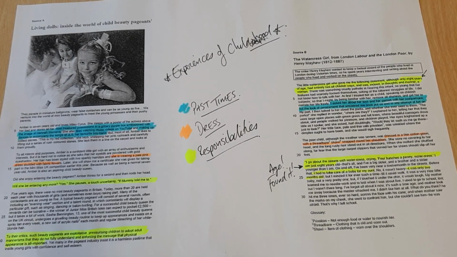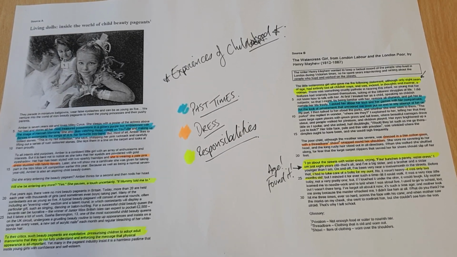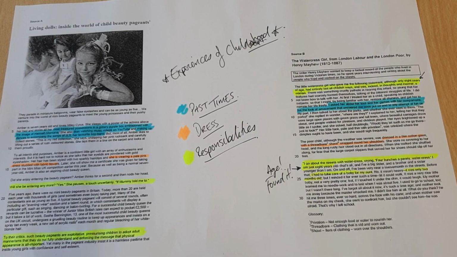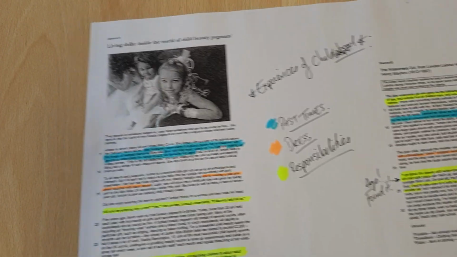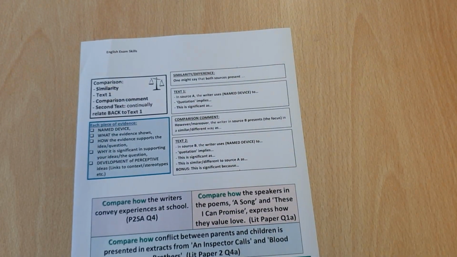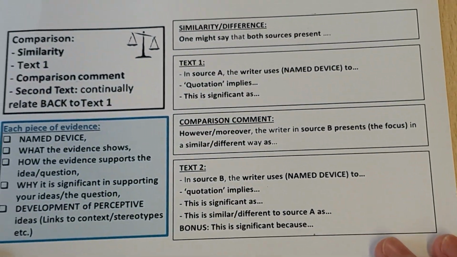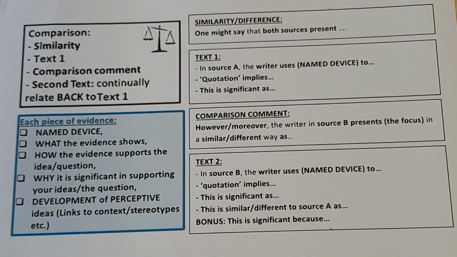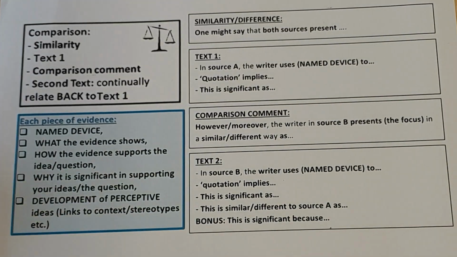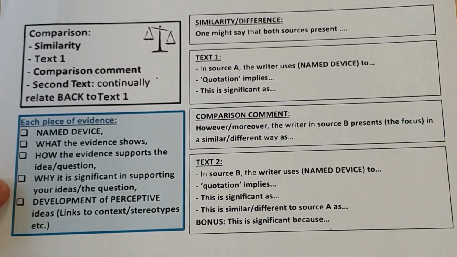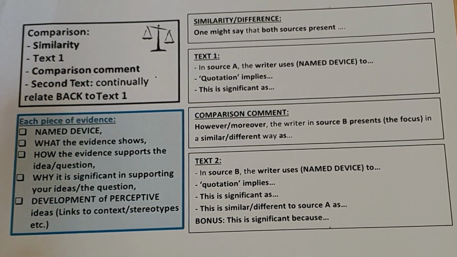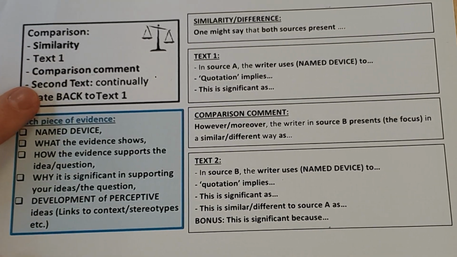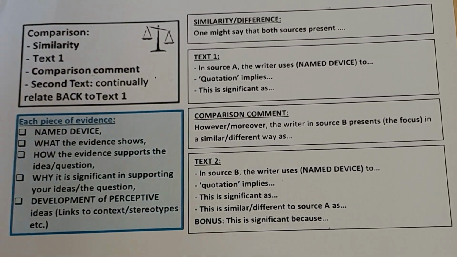So, we've looked at the question, we've established what the question is asking us to do, we've found our evidence, now we need to get writing. So, this is how I suggest you structure your responses. Now, if I can just draw your attention first of all to the actual comparison element. This is how I suggest you compare. Now, little typo with second text and text 1, but you'll get the point.